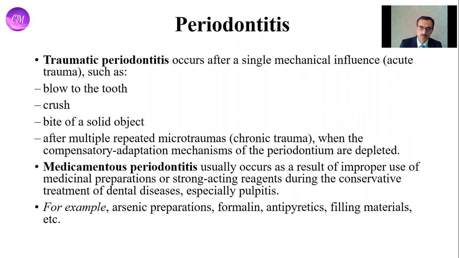Medicamentous periodontitis usually occurs as a result of improper use of medicinal preparations or strong acting reagents during the conservative treatment of dental diseases, especially pulpitis. For example, arsenic preparations, formalin, antipyretics, filling material, etc.